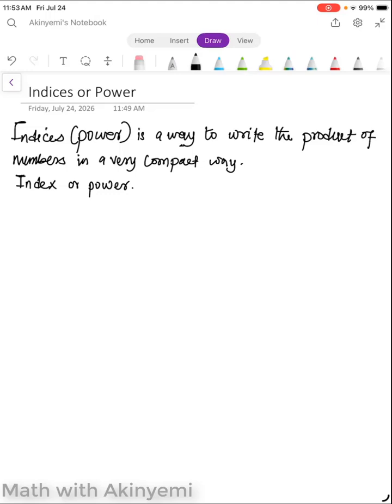Indices is a way to write the product of numbers in a very compact way. This is also referred to as index. It's the same thing as power. Indices is just like the plural of it.